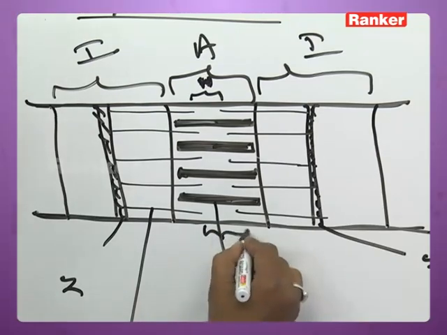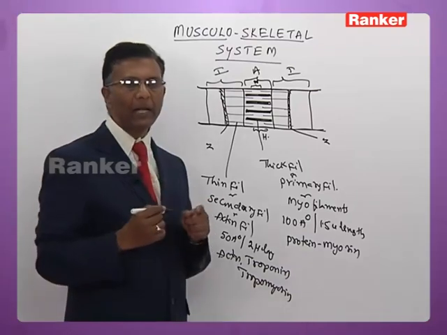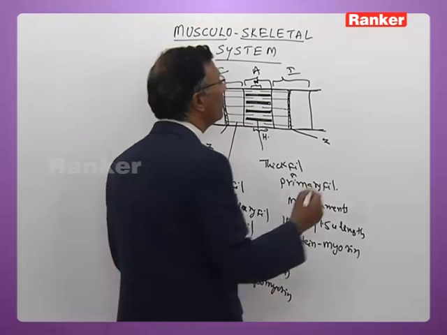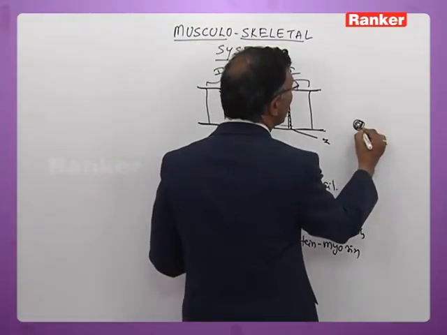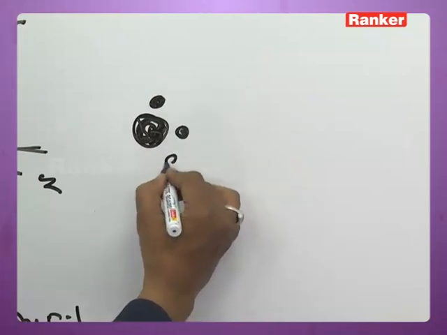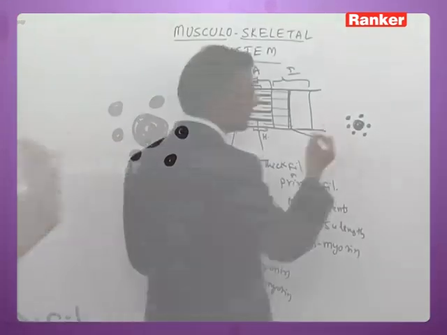From here to here you have the H zone. Now each thick filament is surrounded by 6 thin filaments. Remember, this is another important point from the EAMCET point of view. Assume that this is the thick filament here. Now this thick filament is surrounded by 6 thin filaments like this.